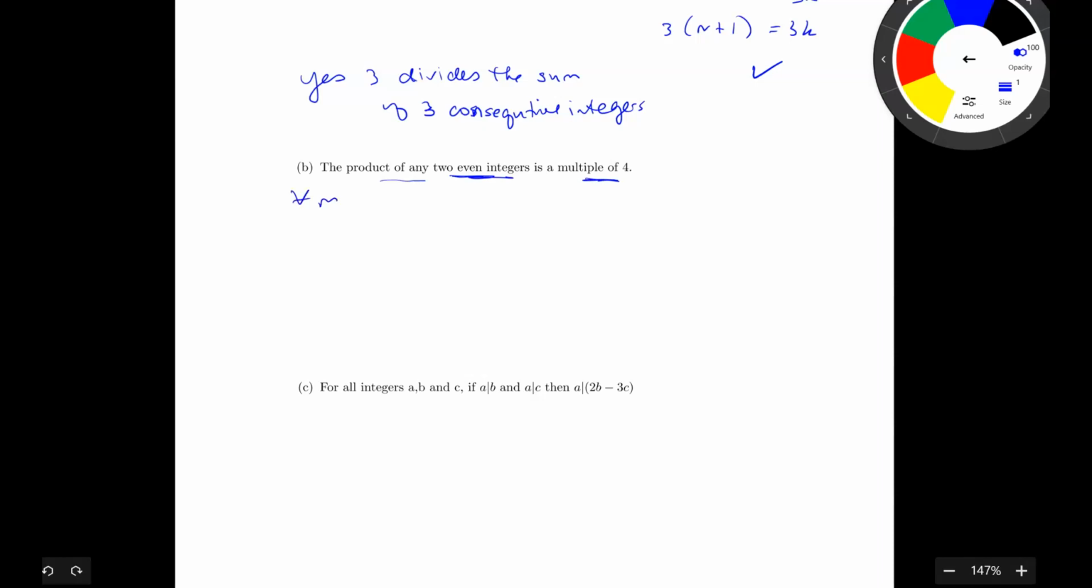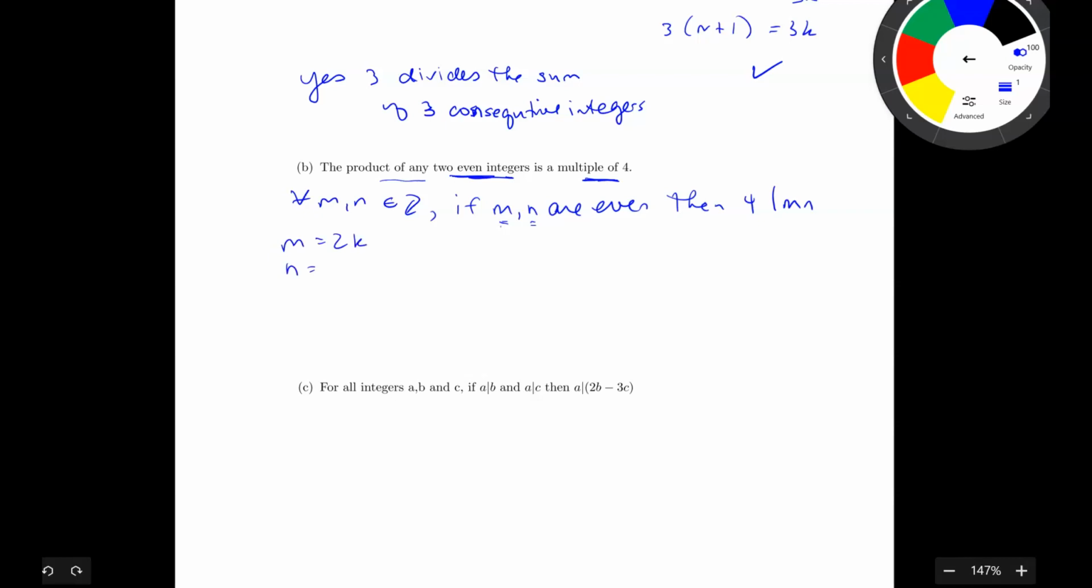Okay, so let's go forward. If m and n are elements of even... well, let's do m and n integers. If m and n are even, then 4 divides m times n. So for any integers, if m and n are even, then 4 divides m times n. Okay, so let's break down what we know about m and n if they're even.